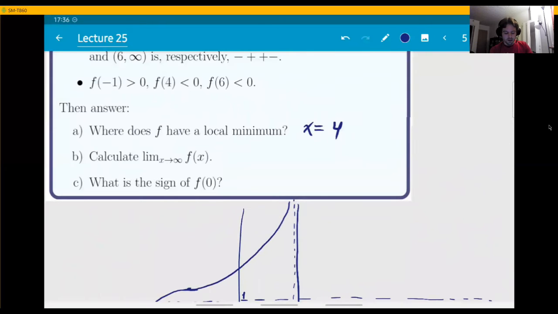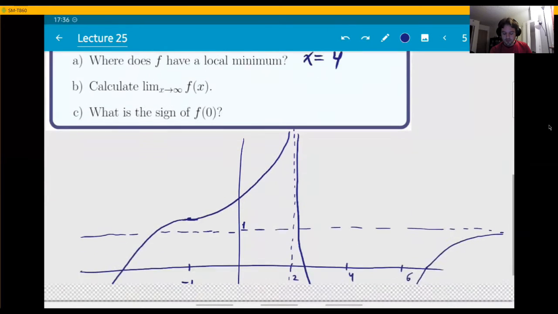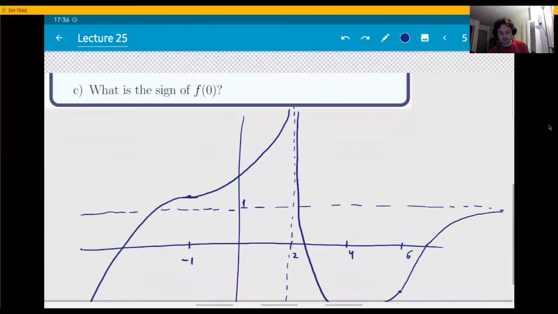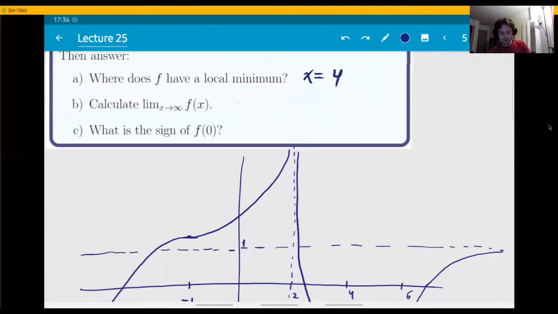Item B, calculate the limit as x goes to infinity. Well, that one we know, we've been able to determine that this is where the horizontal asymptote is. It could not have been here, so this limit is 1. Y equals 1 was this asymptote. The answer is 1.